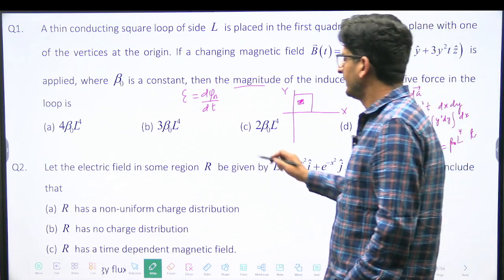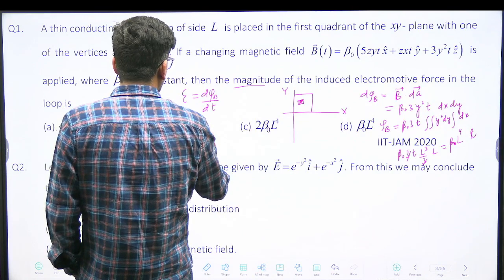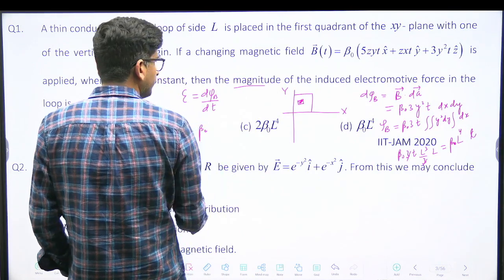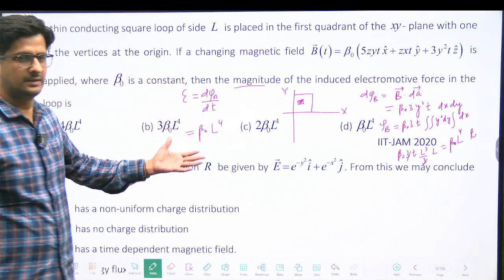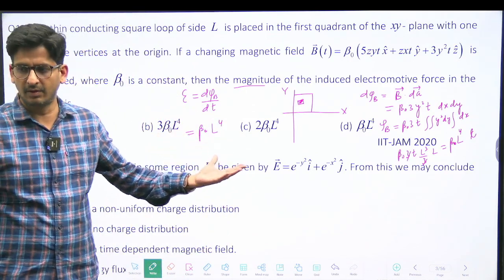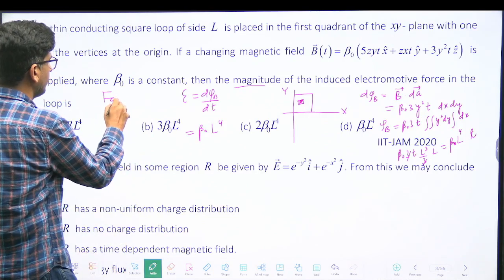Now this EMF is given by d phi by dt, so it will be beta naught L to the power 4. So this is a direct question on Faraday's law. This is a question on Faraday's law.